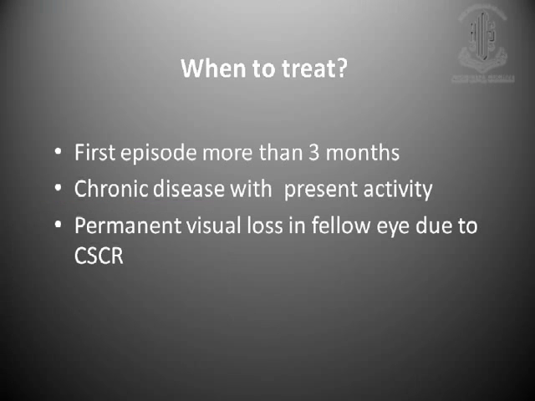Thus, when to treat a case of central serous chorioretinopathy? If it's a first attack, you may wait for up to 3 months to see whether there is spontaneous resolution, because we know the natural history of the disease is quite good. But if it's not resolving for more than 3 months, or if there is a chronic CSR with present activity, or permanent visual loss in the fellow eye due to CSR, then you may have to intervene early.